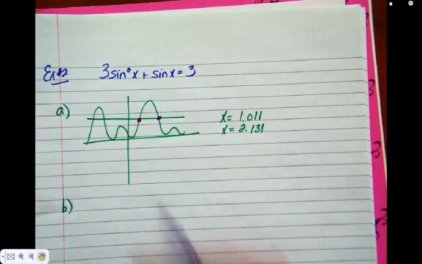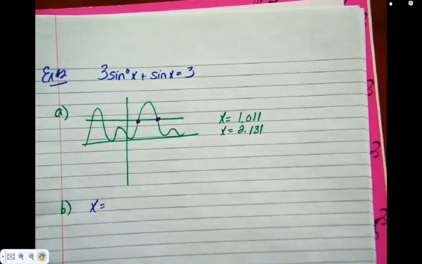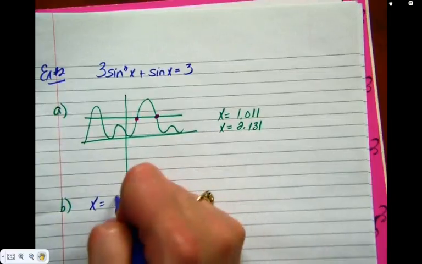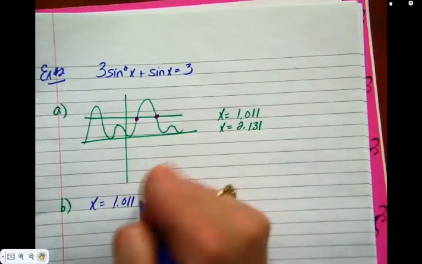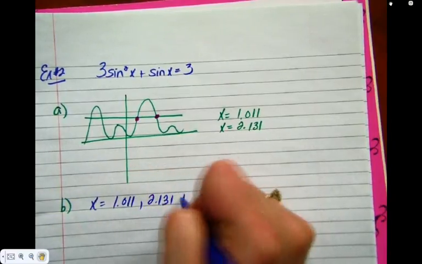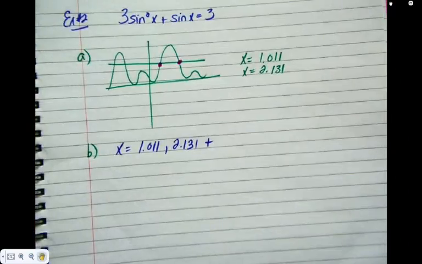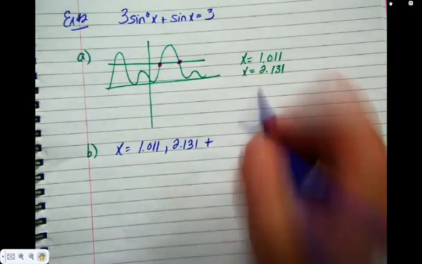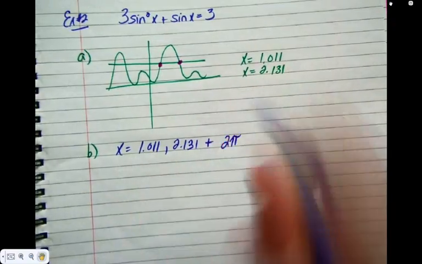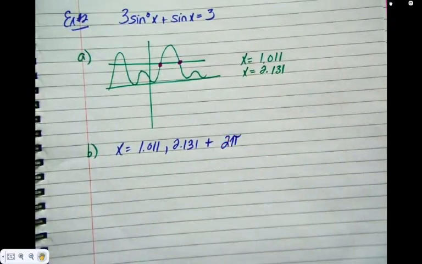Here's how we write the general solution for any trig equation. I'm going to start by listing the first 2 answers we found, 1.011, comma 2.131. Then I'm going to say, well, let's add on some revolutions, and we know a revolution is 2 pi. But I want to add 1 revolution and 2 revolutions and 3 revolutions and all the way up to infinity, so this is where we pick a variable. We chose k for no reason.